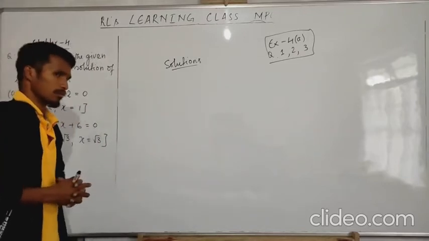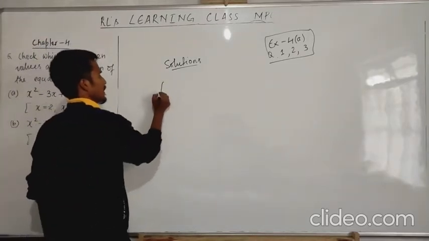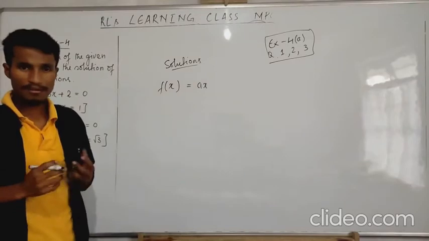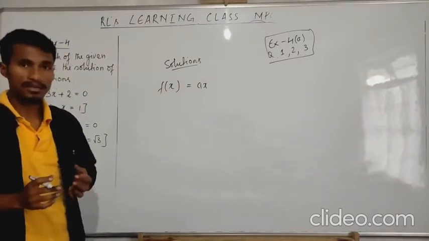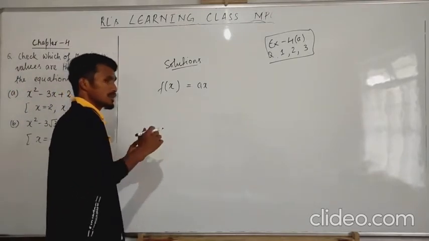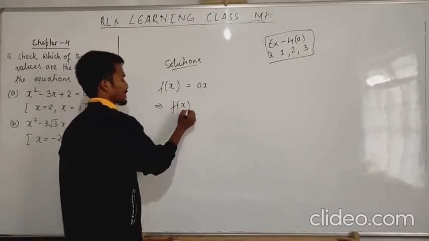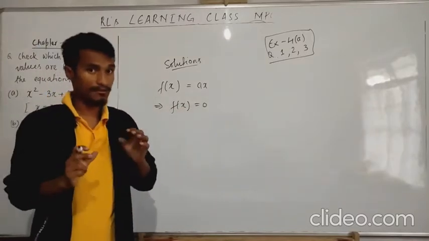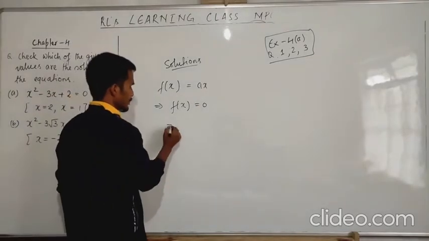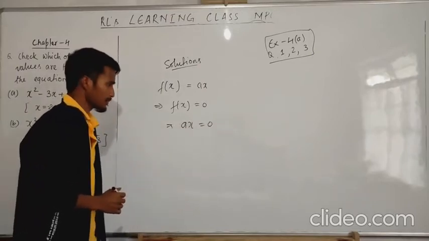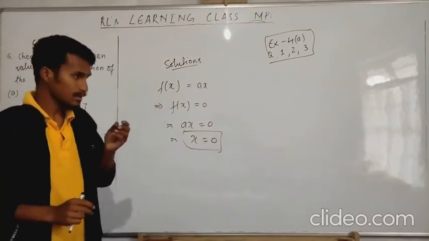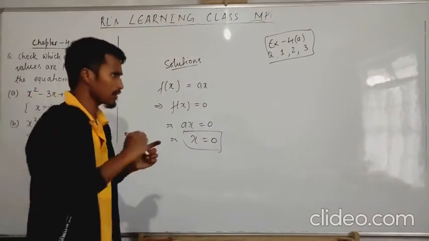Now look here. If I give f of x is equal to ax, and I ask you what is the solution of this equation, the solution means I have to get f of x is equal to 0. If I don't get f of x equal to 0, the value I get is not the solution. Then ax is equal to 0, so I get x is equal to 0. Then 0 is the solution of this equation. I'll give you another example.